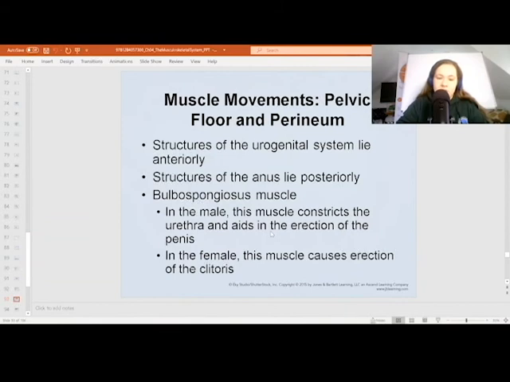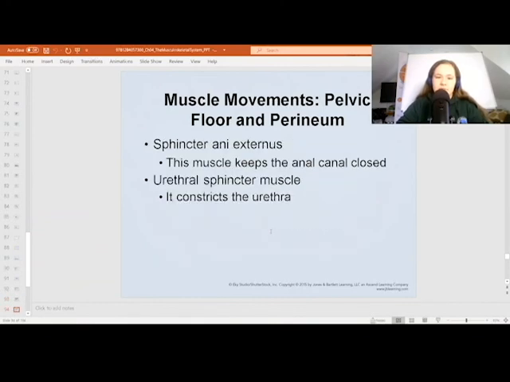Bulbospongiosus muscle: in the male, the muscle constricts the urethra and aids in the erection of the penis. In the female, this muscle causes erection of the clitoris. And by the way, the head of the penis and the shaft of the penis are made of around the same cell material and type as the clitoris is.